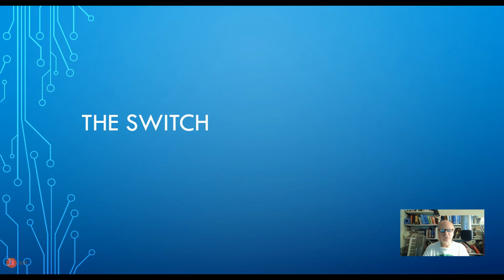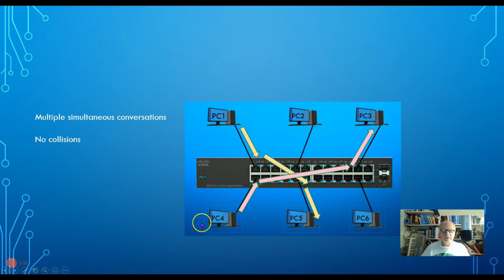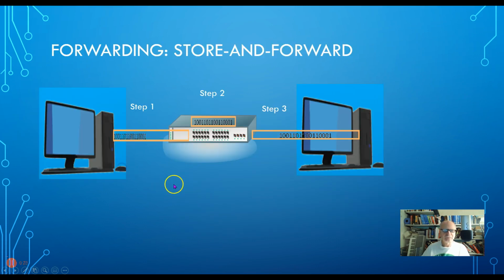We're going to go into some real detail now about how the switch works. Let's start with the fact that the switch can do multiple simultaneous conversations. So here I've got PC1 talking to PC5, PC4 talking to PC3, all simultaneously. There are no collisions because, remember, each of these devices is on its own collision domain.